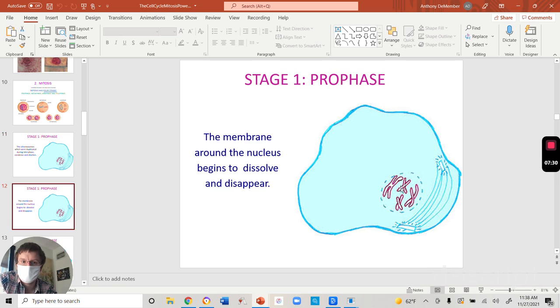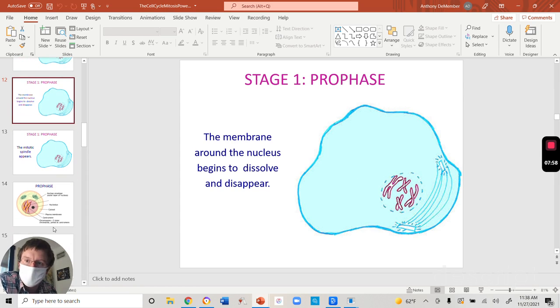Because remember, if we're gonna get these guys lined up down the middle to get pulled to opposite ends, we kind of need that membrane around them to go away. So that's what's happening during prophase. This is during mitosis, the PMAT phase, okay? The membrane around the nucleus begins to dissolve and disappear. The chromosomes are all nice and condensed. The spindle fibers are appearing. This is what's happening during prophase.